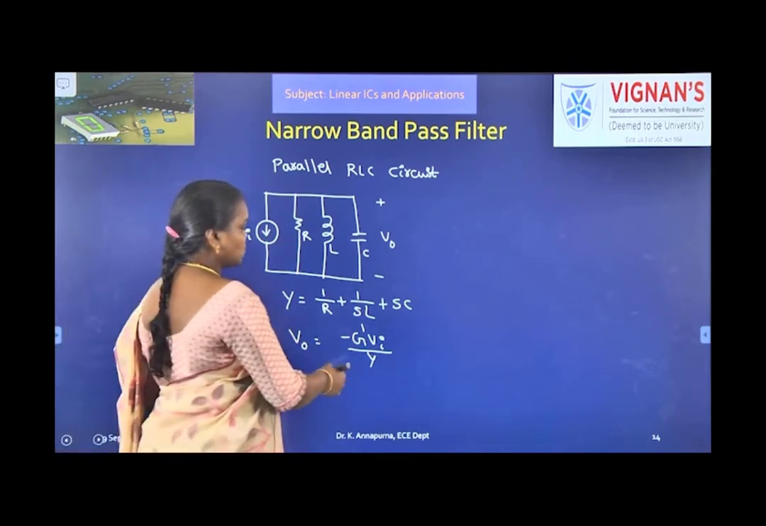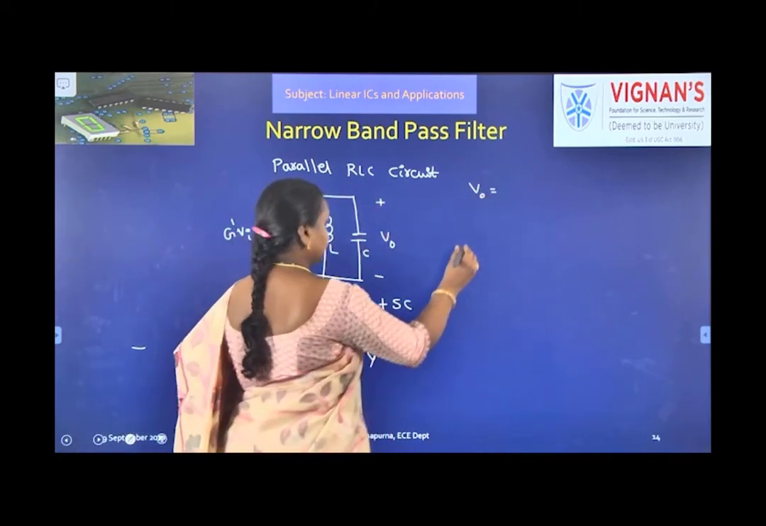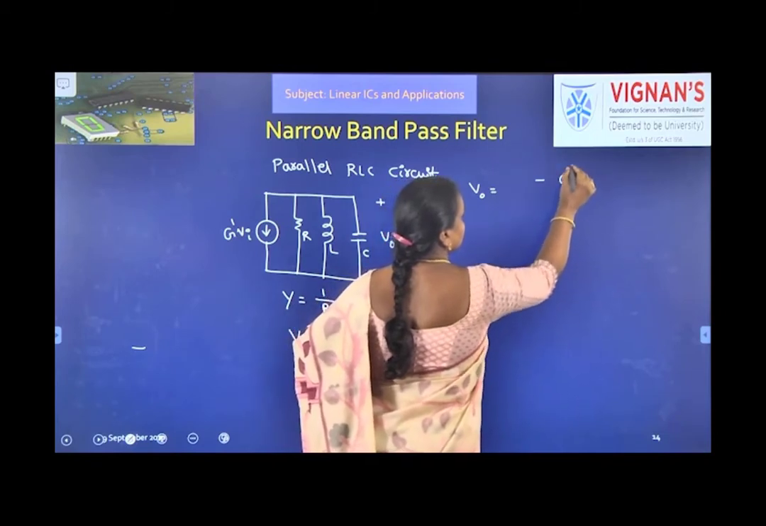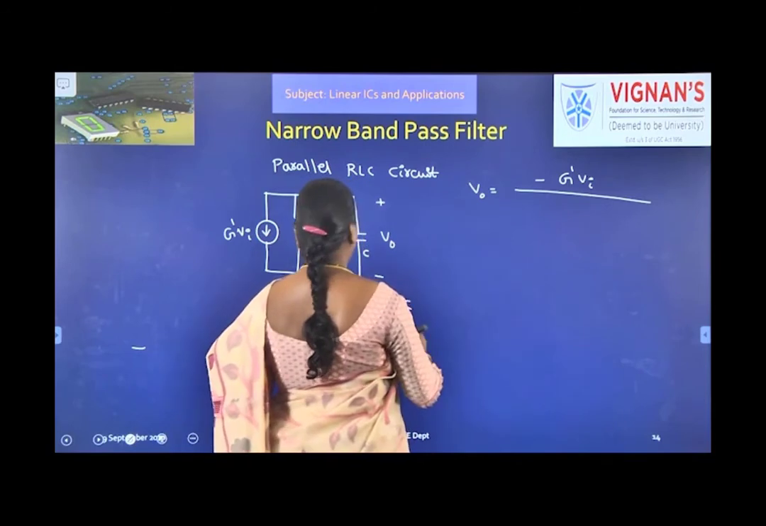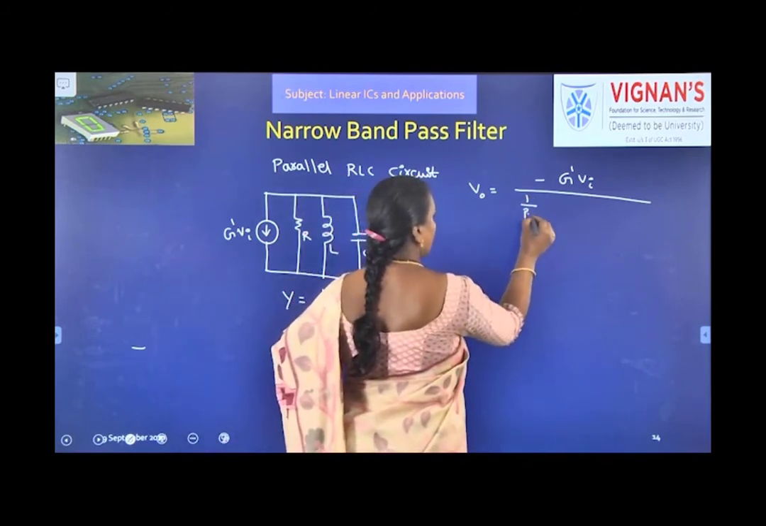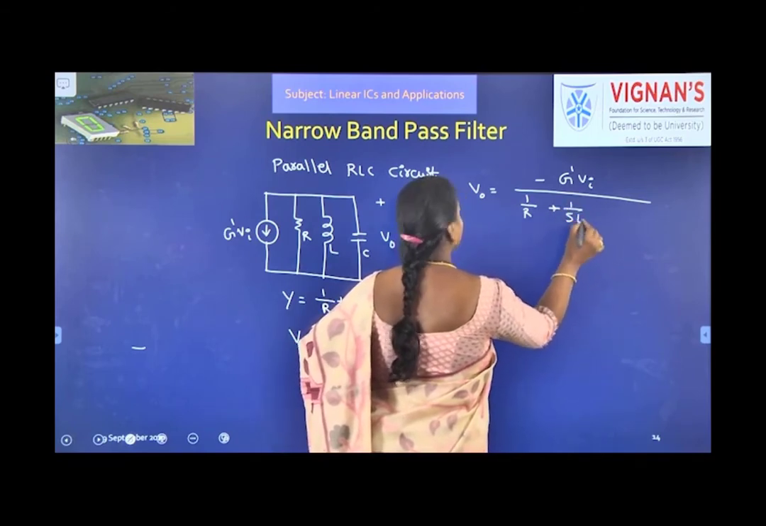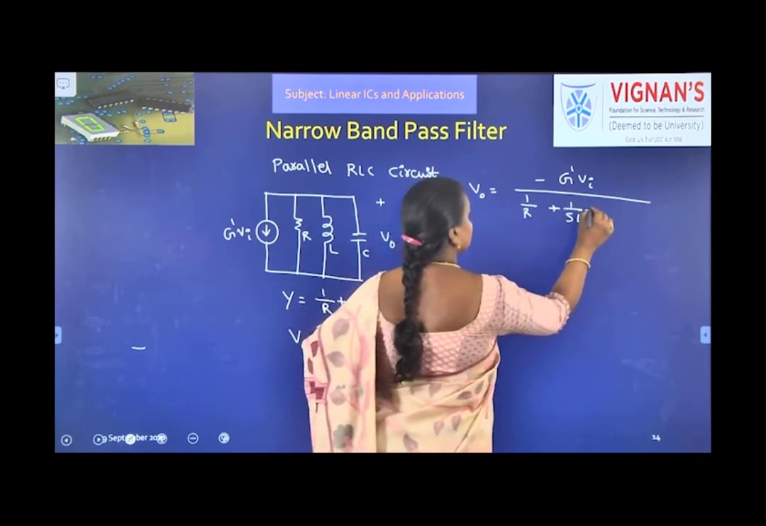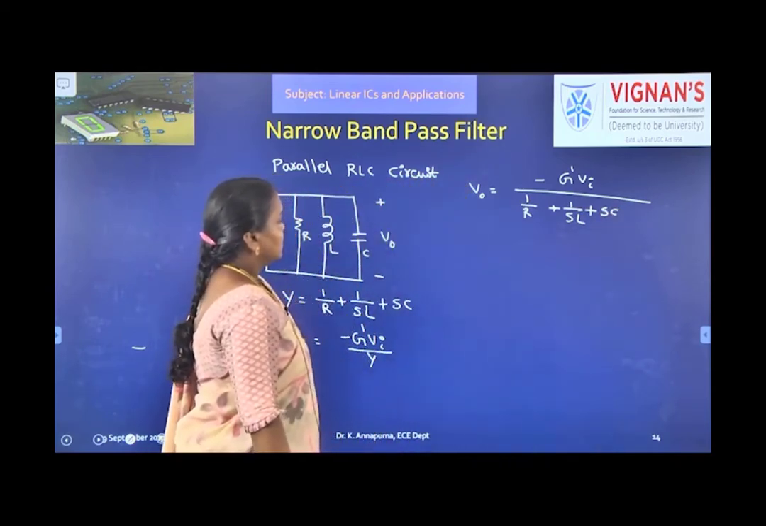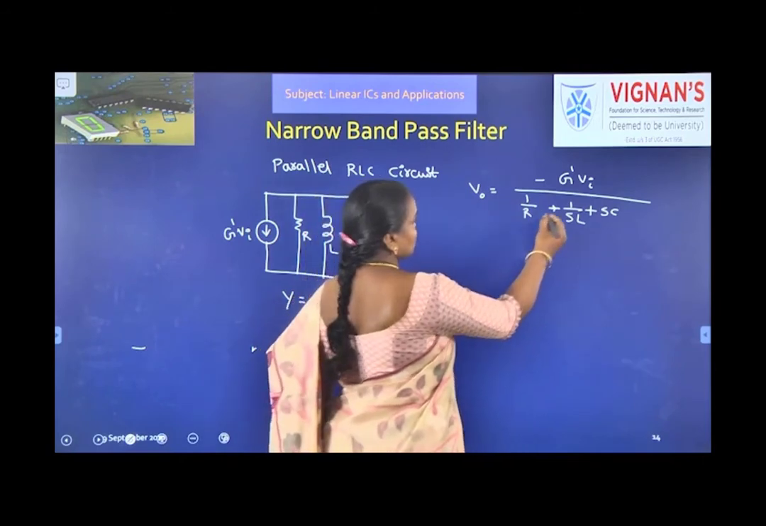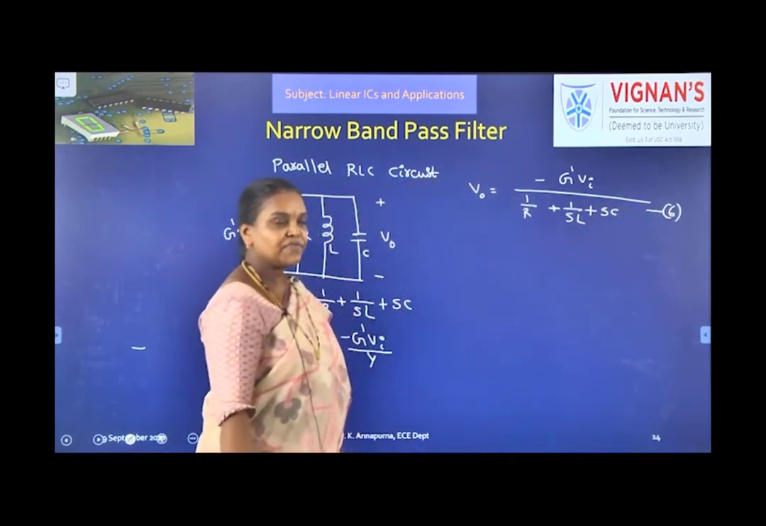So now if you substitute this, V naught is equal to minus G dash Vi by Y. Y means 1 by R plus 1 by SL plus SC. Okay. So this is equation number 6. Now comparing 5 and 6.